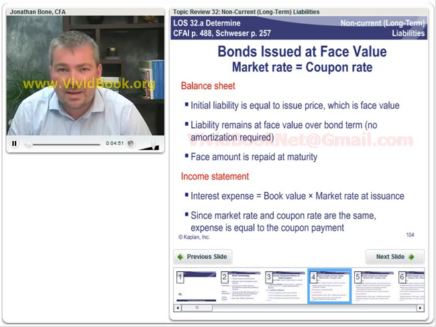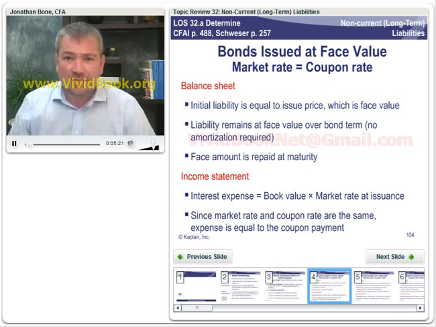And of course, the face value, the par value, is paid at maturity. In the income statement, of course, the interest expense will be the opening liability, which will be par value and will remain at par value over the bond's life, times the market rate when the bond was issued. Now, of course, because market rate and coupon rate are the same, it means the interest expense for a bond that is issued at par will equal the coupon payment. This will not be the case when we look at bonds issued at discounts and premiums.